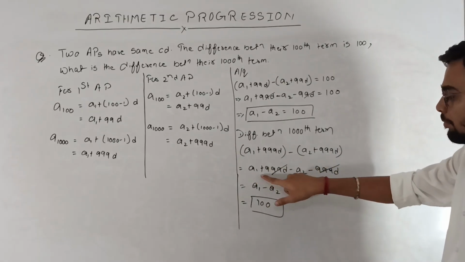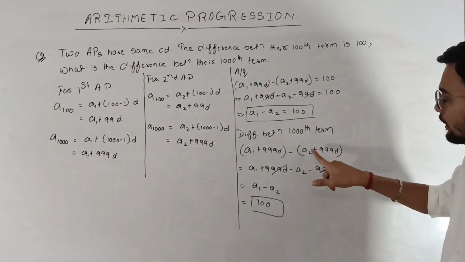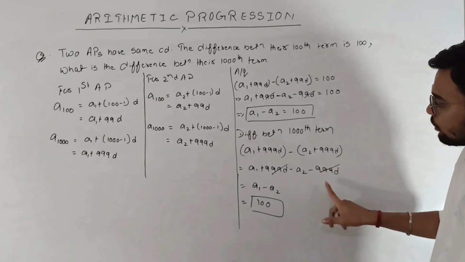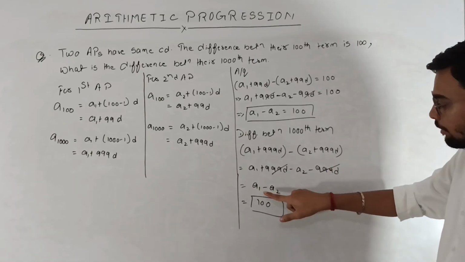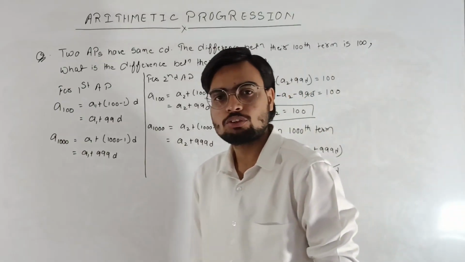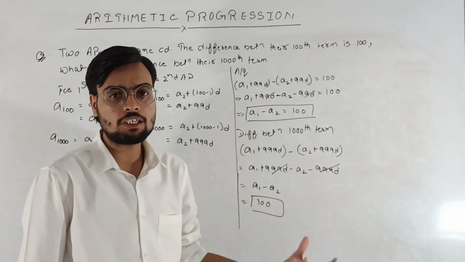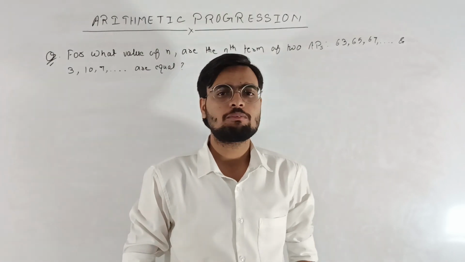So from this A1 plus 999D, this minus changes the sign of these two. So minus A2 minus 999D. Now plus and minus cancel out. So what are we left with? Only A1 minus A2, and A1 minus A2 is what? 100. So A1 minus A2 is 100. Got it? Now let's move towards our next question.